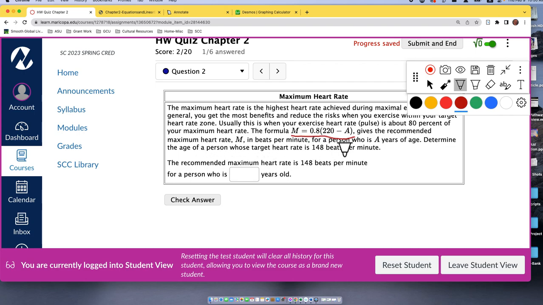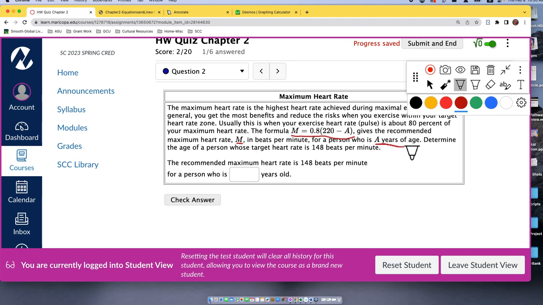Okay, so this formula gives the recommended maximum heart rate, M. So now I know what M is. What is M? It's the maximum heart rate. Okay, so I didn't have to read the first part. In beats per minute, that makes sense, your heart rate in beats per minute. For a person who's A years of age.